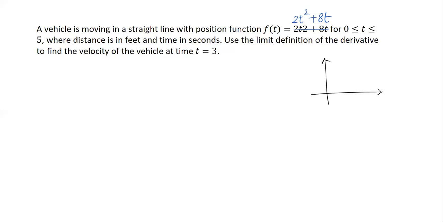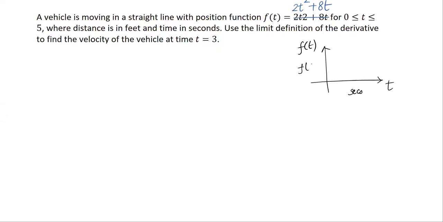A vehicle is moving in a straight line with position f of t. So this is the position. You want to mark this as f of t, your y-axis. And your x-axis is t because time is the independent variable and f of t depends on t. And time is in seconds, and distance is in feet. This just helps me to put the variables in their right positions.